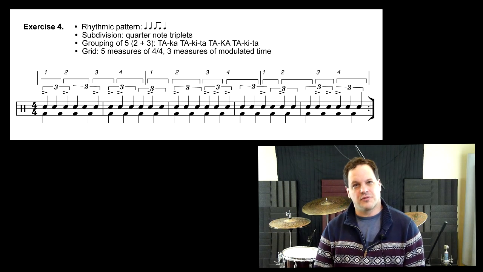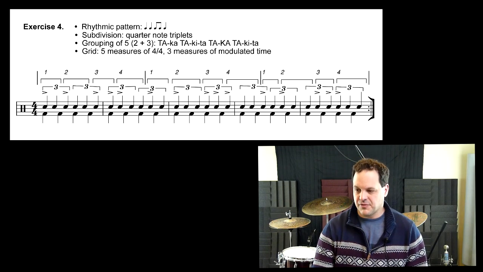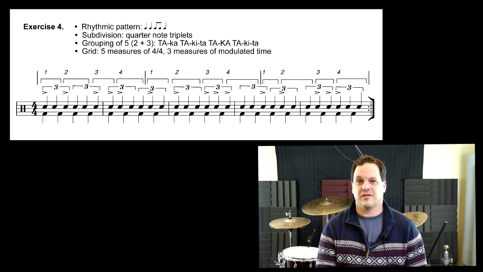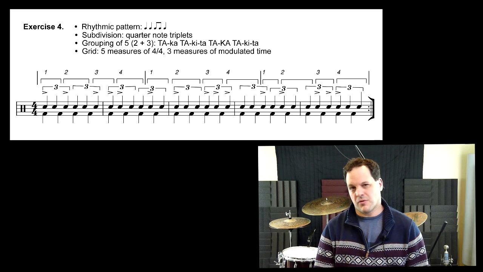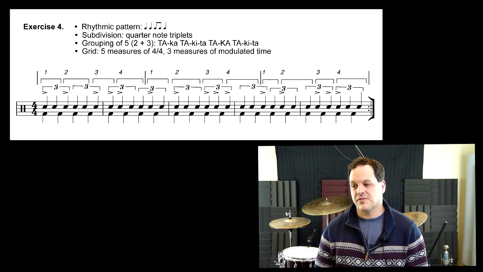So quarter note triplets are, if this is a primary pulse, and I'm going to make the quarter note triplets the secondary pulse. So here's the primary pulse. 1, 2, 3, 4. That's the quarter note. 1, 2, 3, 4. Here are the quarter note triplets.